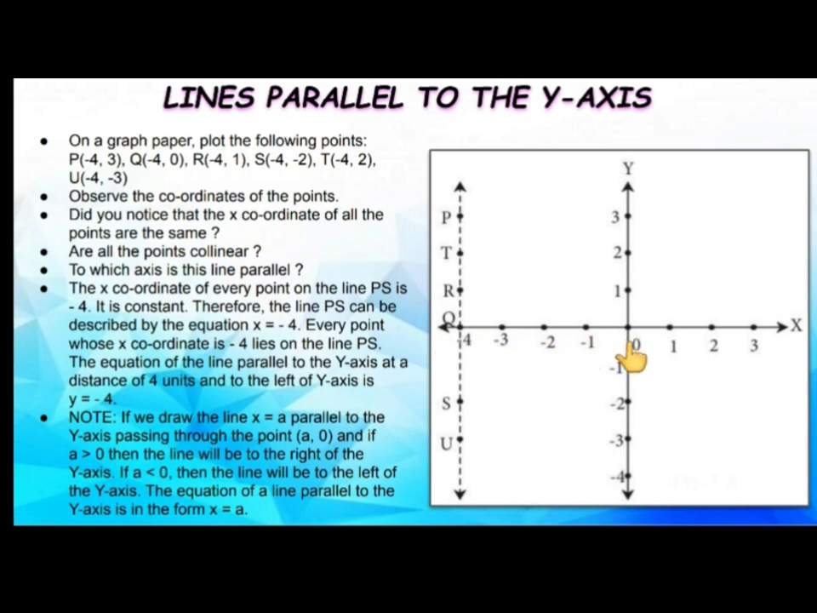And if it was greater than 0, if we assume it to be 3, it would be on the right of the origin or on the right of the y-axis, and in both cases it would be parallel to the y-axis. The equation of a line parallel to the y-axis is of the form x equals a. So the general form of any line parallel to the y-axis is x equals a, right?